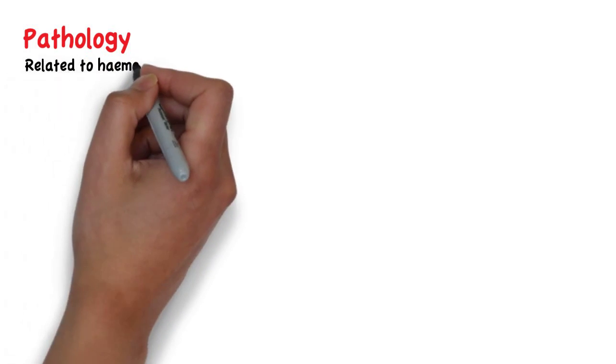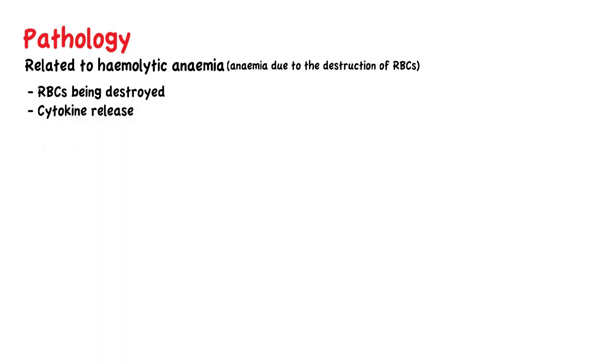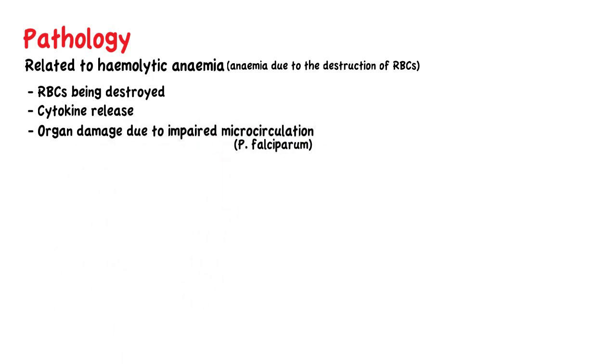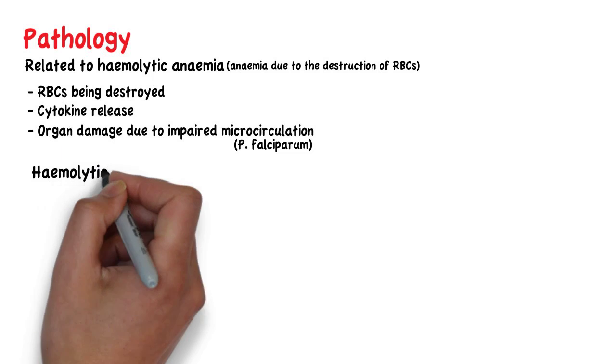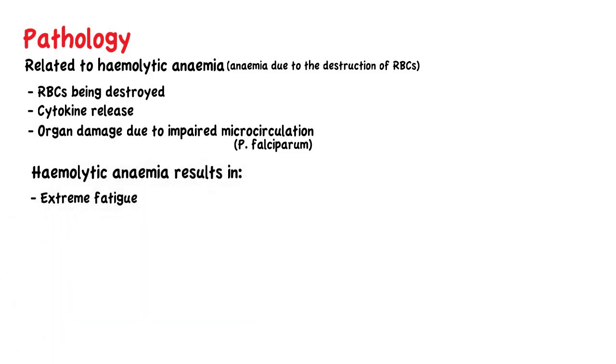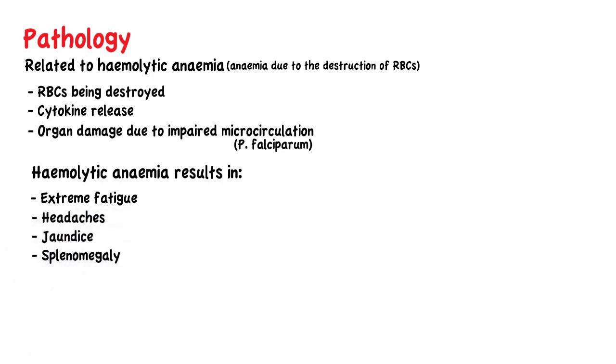Now, the pathology of malaria is related to hemolytic anemia, as the red blood cells are being destroyed, as well as cytokine release and, in case of Plasmodium falciparum, organ damage due to impaired microcirculation. Hemolytic anemia results in extreme fatigue as there is not enough oxygen being transported to tissues, headaches, jaundice, and splenomegaly, which is the enlargement of the spleen.